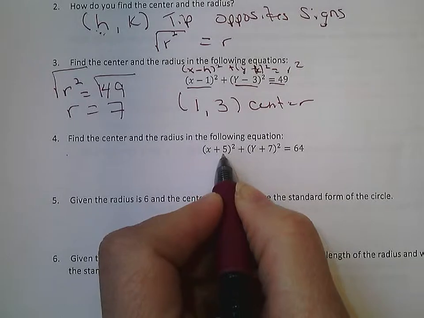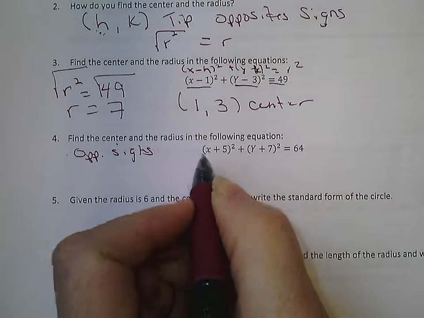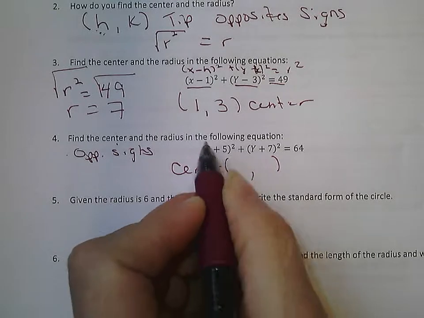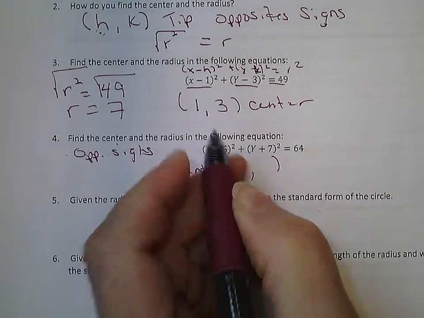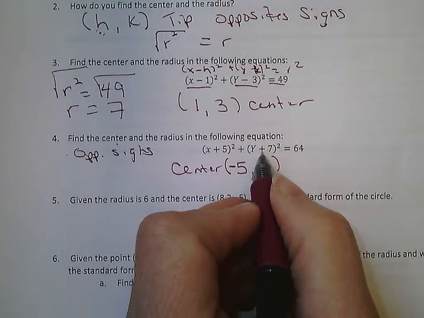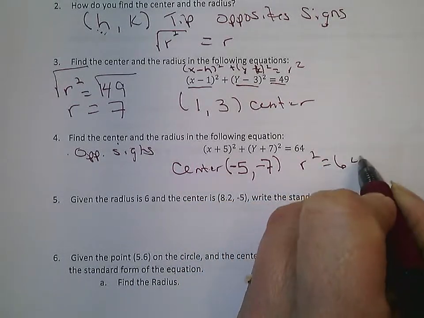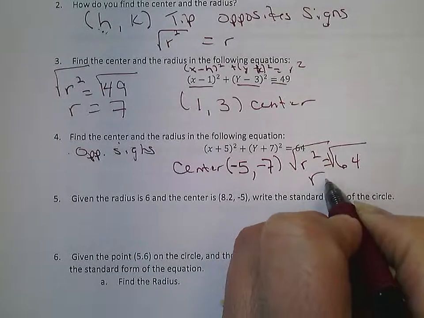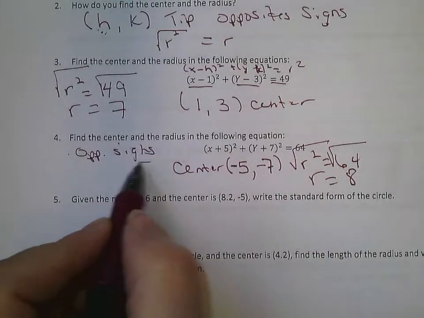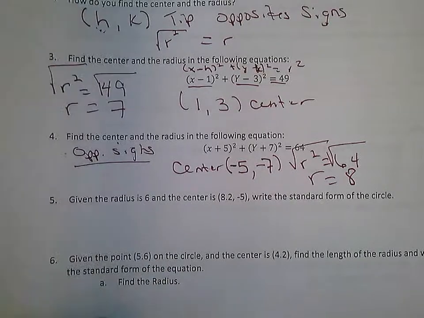Now this is a little bit different, but this is where the opposite signs come into play, and it's very important. Our center is our h and our k. Our h right here looks like a positive 5, so our h is a negative 5. And our k is a negative 7. Our radius squared is equal to 64. Take the square root of both sides, r equals 8. It's that little tip and trick of thinking about the opposite signs that makes it so we can see that.